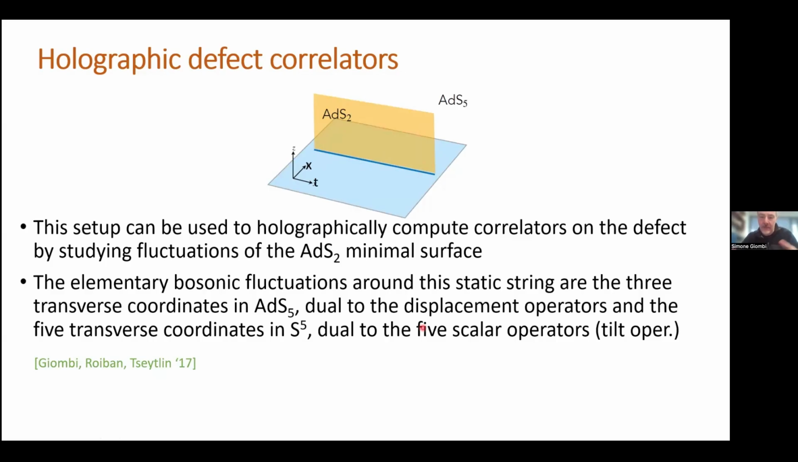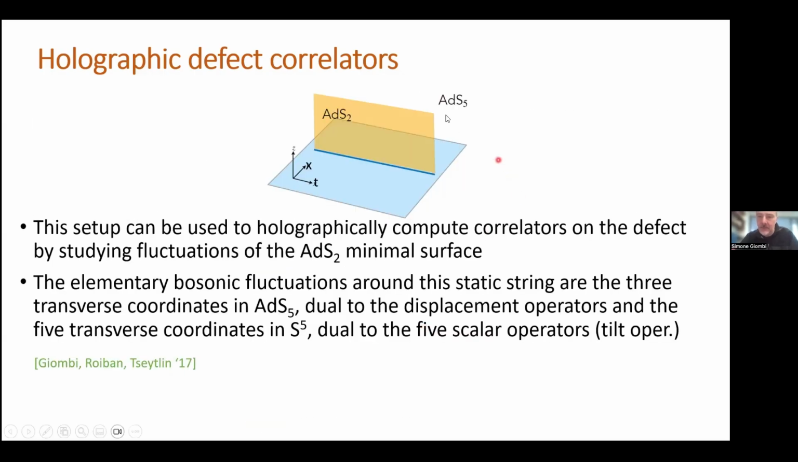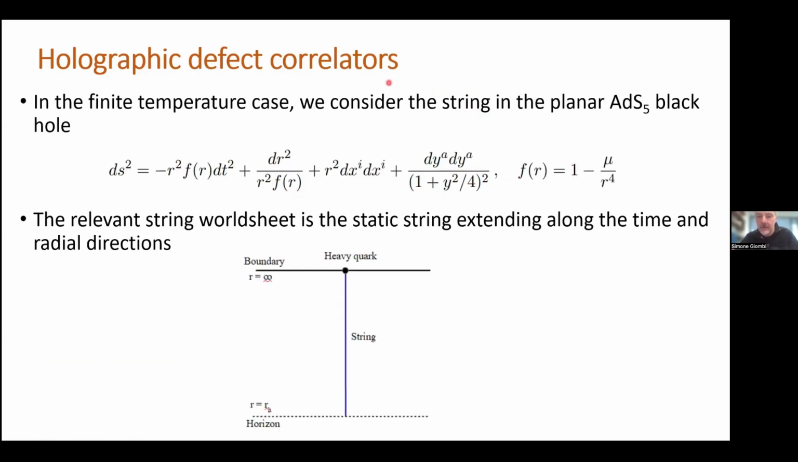Okay, so the basic picture is the same when we go to finite temperature. When we go to finite temperature, all we do is change the AdS5 cross S5 to the planar black hole. So there's the planar AdS5 black hole and the S5 part. And then the dual of the Wilson loop in this setup is just the same static string, but now in this finite temperature system. So here's a schematic picture.